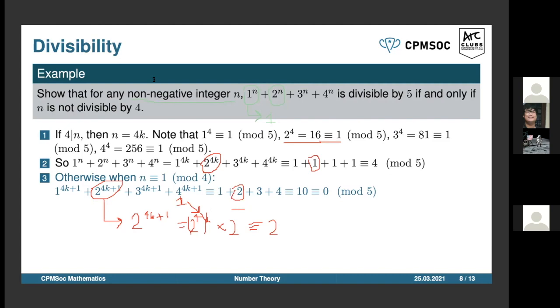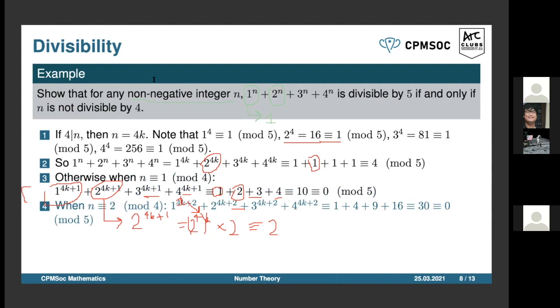And we can do a similar process with the other numbers. If we split up these exponents, you can get that 1 to the 4k plus 1 is 1 modulo 5, and so on for 3 and 4. It turns out that this massive number is congruent to 1 plus 2 plus 3 plus 4, which is 10. And 10 is divisible by 5, so that's the same as 0 modulo 5. So in this case, the number is in fact divisible by 5. So that's the second case.